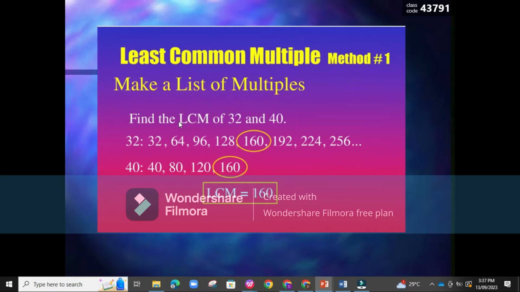So how about finding the LCM of 32 and 40? For 32, we have 32, 64, 96, 128, 160, 192, 224, 256. For 40, the multiples are 40, 80, 120, 160. Then we stop at 160 because we've noticed that 160 is also among the multiples of 32. So the least common multiple between 32 and 40 is 160.